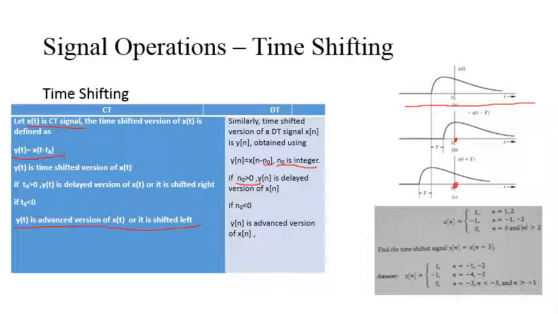So here is an example of a signal x[n] that is defined as x[n] equals 1 for n equals 1 and 2, and x[n] equals -1 for n equals -1 and -2, and it is 0 when n equals 0, and when the absolute value of n is greater than 2. What does that mean? That means for these values, this signal has the values 1 and -1, right?